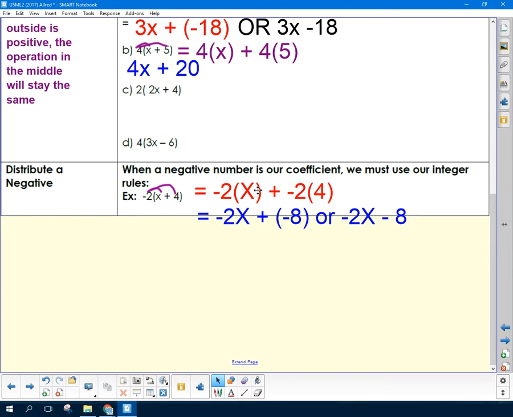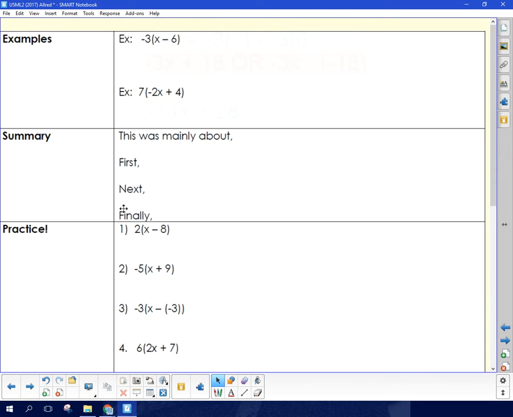Negative 2 times x would be negative 2x. Negative 2 times 4 would be negative 8. So I can write this answer two different ways. I can write it negative 2x plus negative 8, or I can write negative 2x minus 8, because in Unit 1, we said adding a negative was just like subtracting a positive, if you remember way back. So that's your first example on distributing a negative.